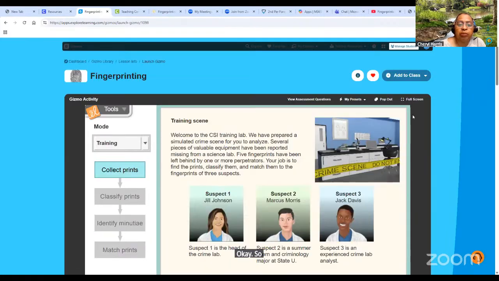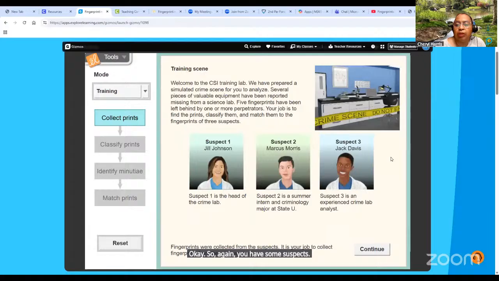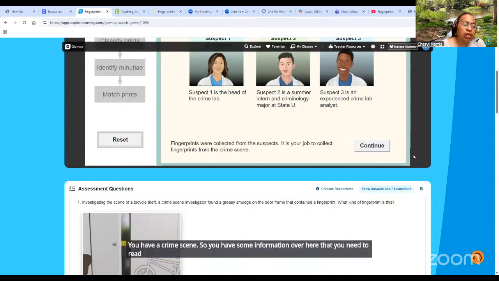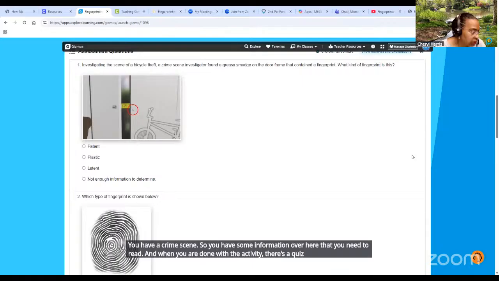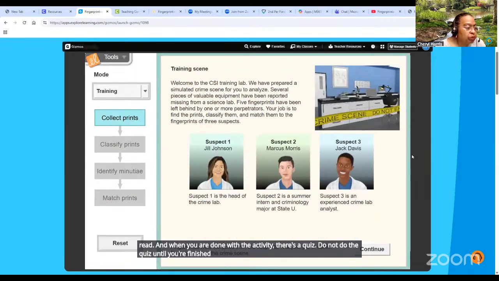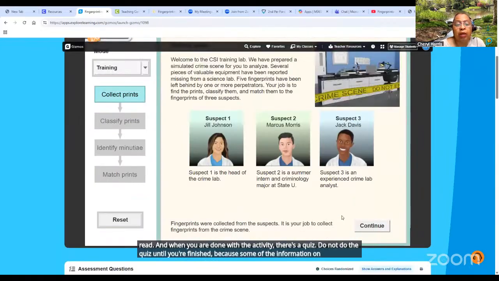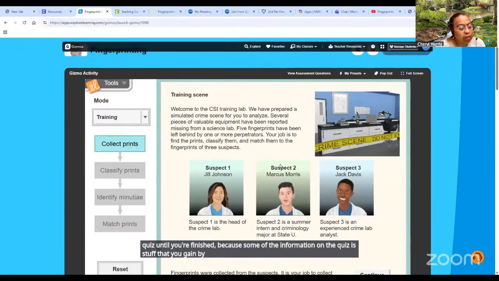So again, you have some suspects. You have a crime scene. You have some information over here that you need to read. And when you are done with the activity, there's a quiz. Do not do the quiz until you're finished, because some of the information on the quiz is stuff that you gain by doing the lab. So please do that.